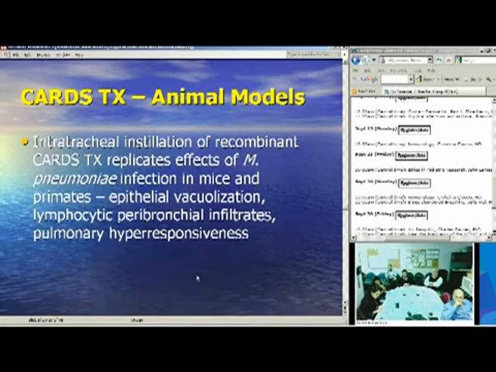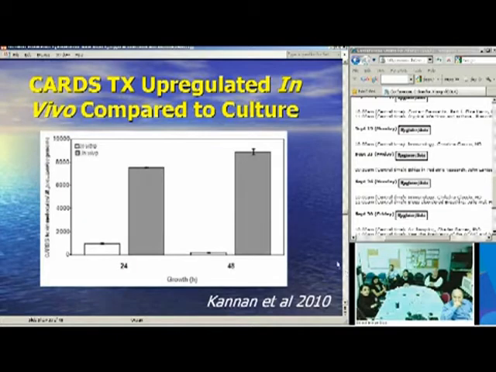which may help to kind of answer that question. Intratracheal instillation of this recombinant toxin can replicate a lot of the effects of infection with the organism in mice and also in a primate model. They found that actually the organism doesn't secrete the toxin except in vivo. When you grow it in vitro in this enriched medium, it doesn't seem to produce a lot of the toxin.